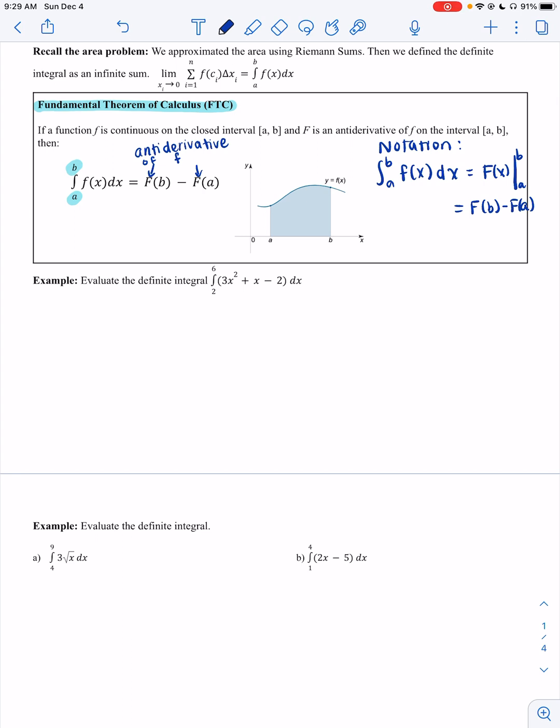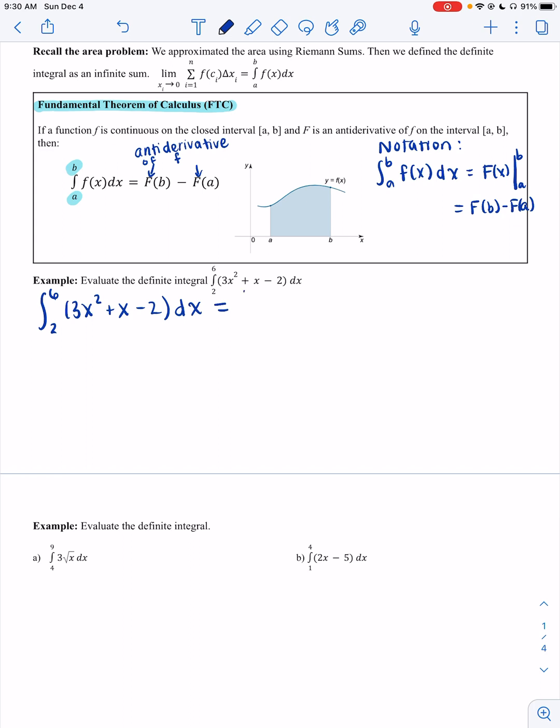Okay, so here we have an example. Evaluate the definite integral of that function there from 2 to 6. So let's just write it down. We start off by just getting the antiderivative of the function. So that's where we use our integration rules, where we increase the exponent by 1 and then divide by that number.